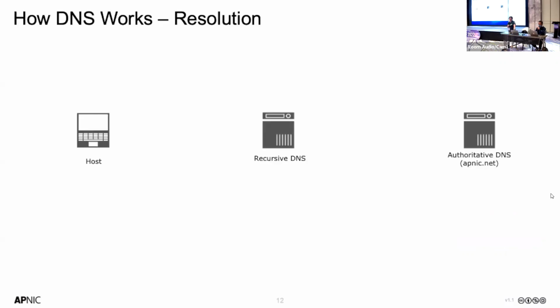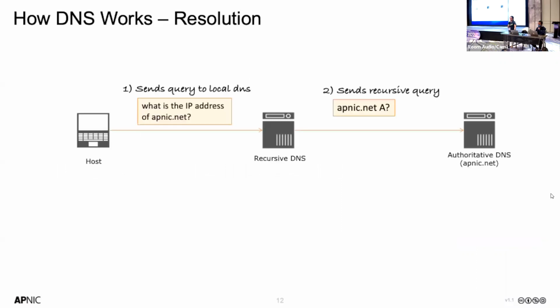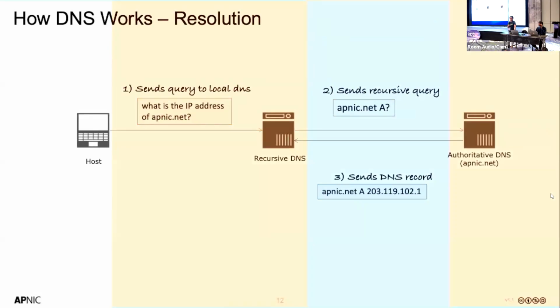Okay, so how DNS works is this one. I hope everybody is familiar with this. A very simple query from the host to the recursive DNS. Recursive DNS then looks for the authoritative DNS. It's a recursive query. This is very simplified, but it finds the authoritative DNS to get the answer, in this case, the A record. Then the authoritative DNS responds with the corresponding A record, which then is forwarded to the host. Simple, right? Looks quite simple.